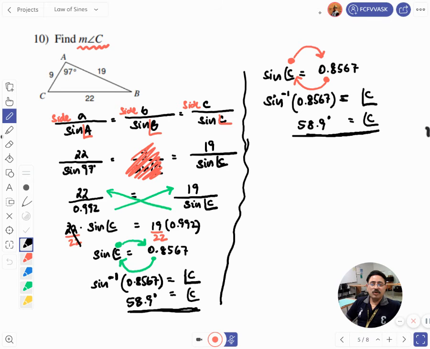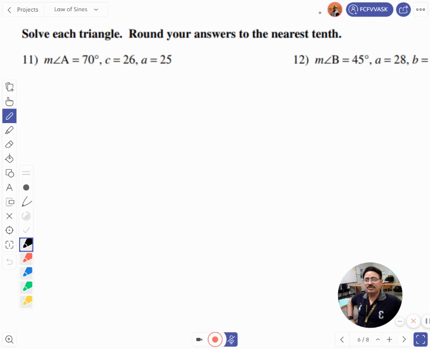If you want, you may refer to inverse trig ratios, inverse trigonometry. Just refer to inverse trig ratios. These questions are pretty much the same as the previous examples which I discussed.